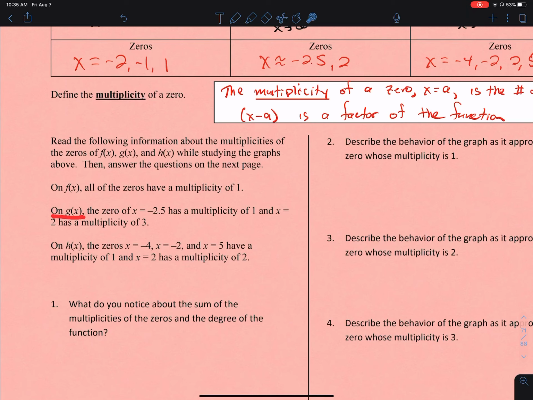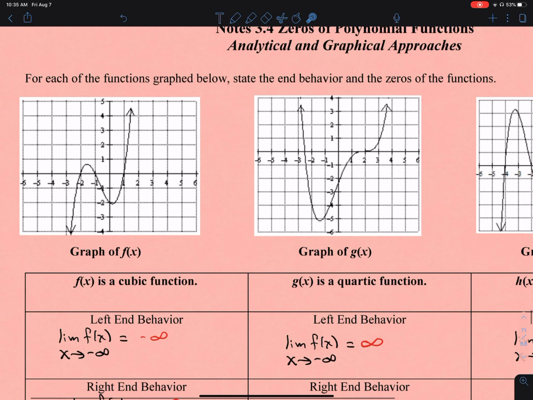On g of x, the zero of x equals negative 2.5 has a multiplicity of 1, and x equals 2 has a multiplicity of 3. Interesting. I'm just going to point out here 1, 1, 1. We're told this one was 1 and this multiplicity was 3.